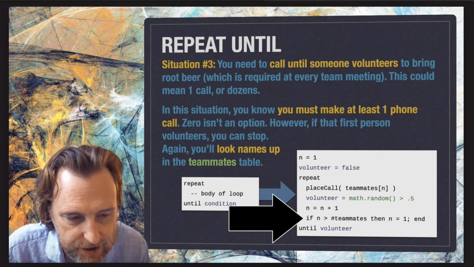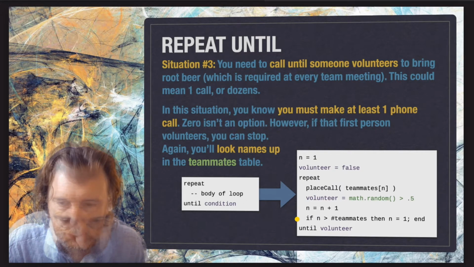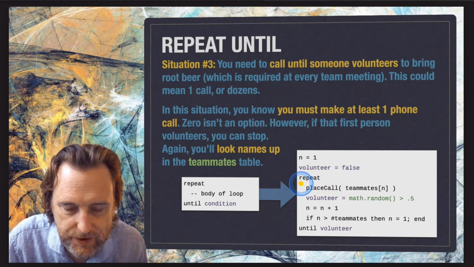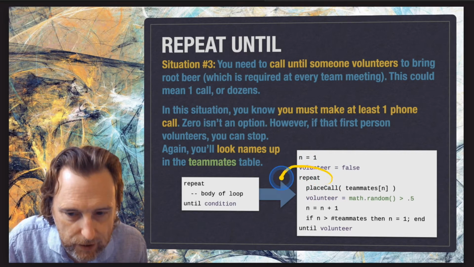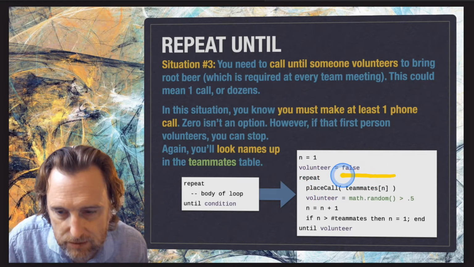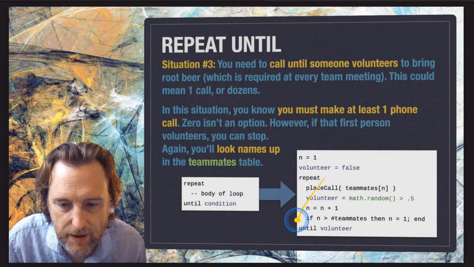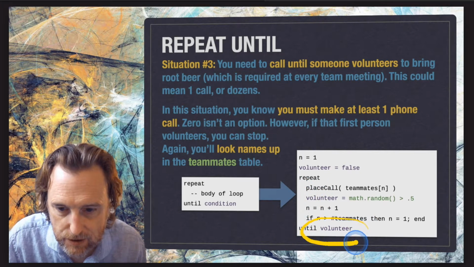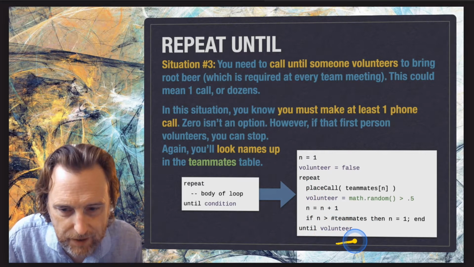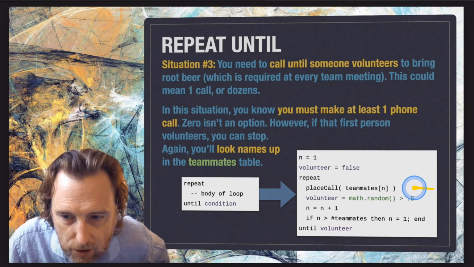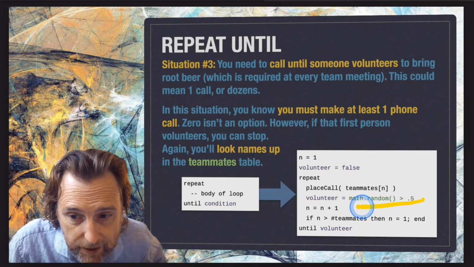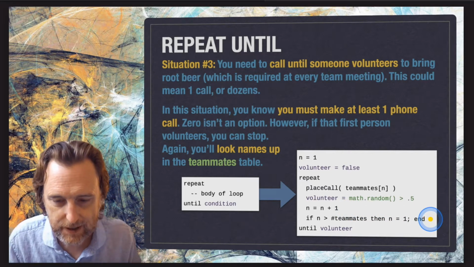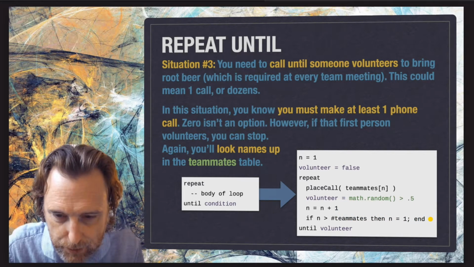It's essentially the same thing we just did, except that the loop structure is different. So instead of saying while and then my long list of conditions and then do and end, it says repeat until volunteer. In the loop, it does the phone call, it flips the coin, it increments the counter, and then it does something else which keeps the counter valid as you're doing this.